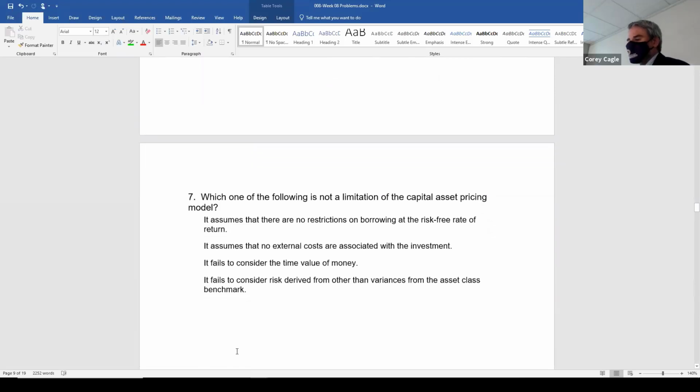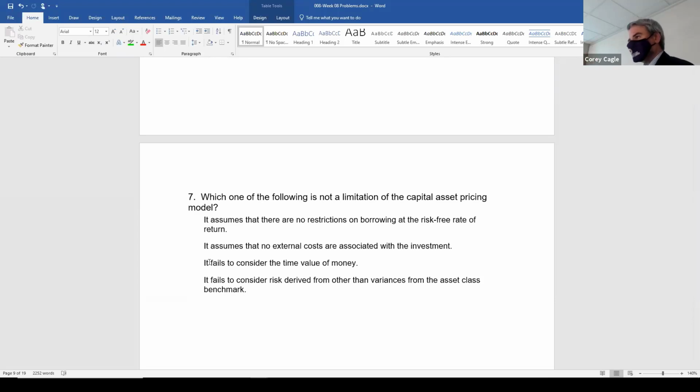Number 7, which of the following is not a limitation of the capital asset pricing model? So to get your mind right, all of these are limitations except for one. So we got 3 limitations and one that's not. We're looking for the one that's not. A says it assumes there are no restrictions on borrowing at the risk-free rate of return. B says it assumes no external costs are associated with the investment. C says it fails to consider the time value of money. D says it fails to consider risk derived from other than variances from the asset, and so on.